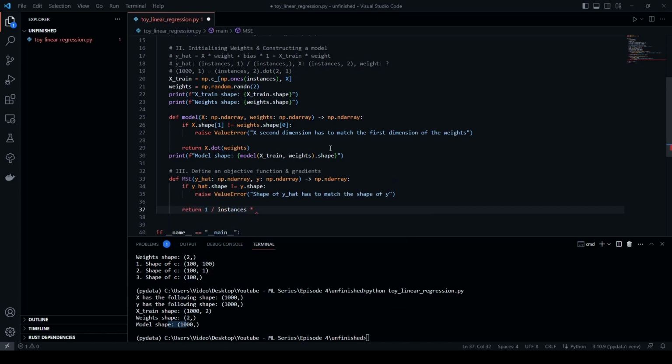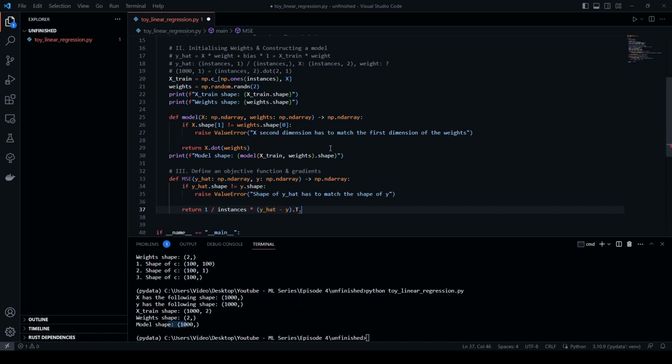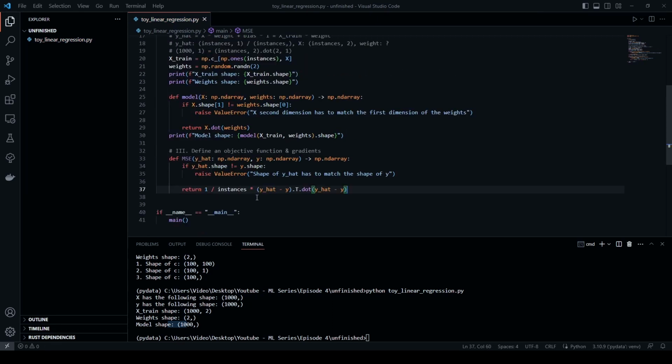And we can return 1 over instances, so that's the definition of the mean squared error. This is just a scaling value, and then we have y hat minus y transposed, times y hat minus y. So if it is unclear why you have to transpose that, think about the value which should come out. The mean squared error is a loss function, and a loss function should output a scalar value.